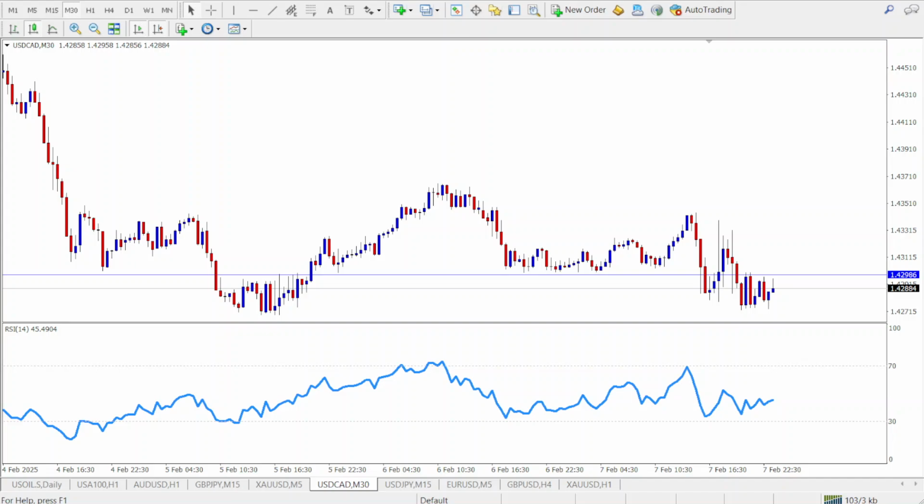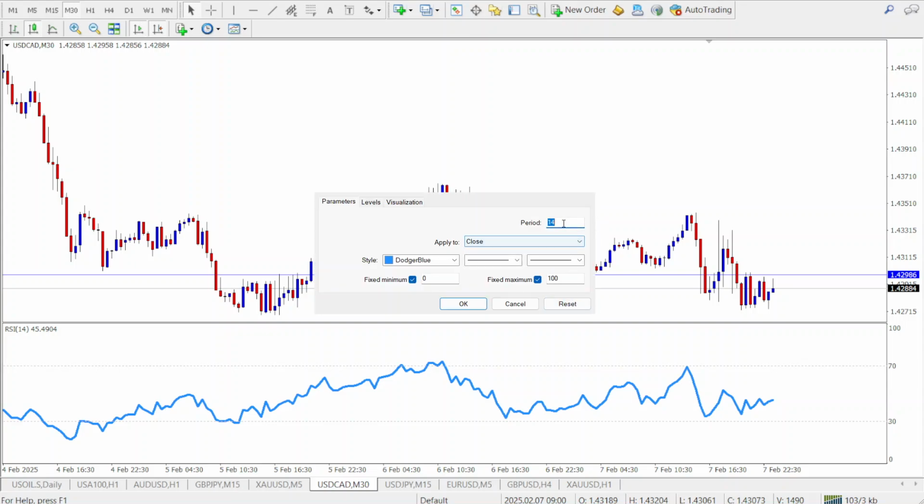Now let's talk about the best RSI settings for beginners. In the default RSI setting, you're going to see that the period is set to 14 and it works well for most traders. However, if you want more sensitivity, you can adjust this to 9 for faster signals, better for short-term traders. Then you can use the 14 period for a balanced approach. It's ideal for swing traders. Then you can use the 21 period for smoother signals.